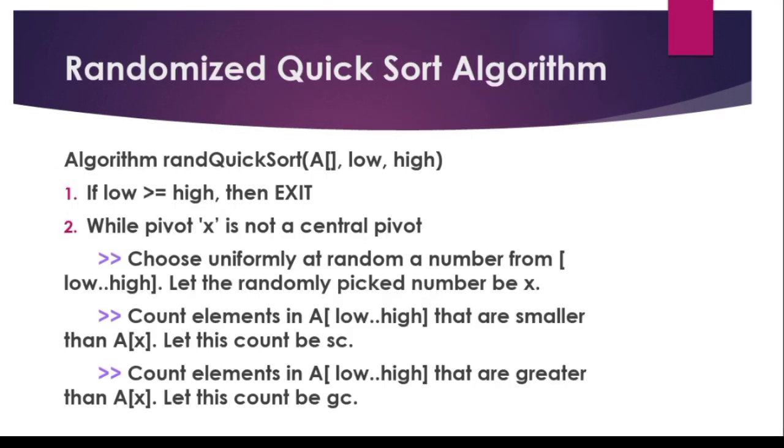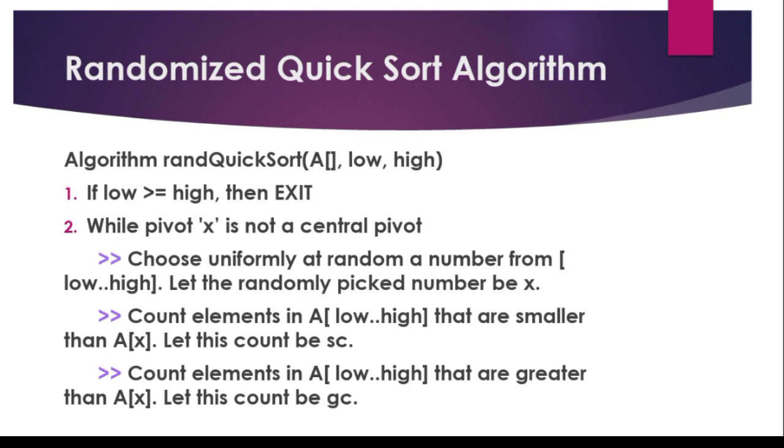Now we are going to see randomized quicksort algorithm. In this also, it takes arguments as array A and starting index low and last index high. If low is greater than or equal to high, then exit from this algorithm. Otherwise, it will set a pivot element. Here it will choose the pivot element by using a while loop. For that, choose uniformly at random a number from low to high. This randomly picked number be x.